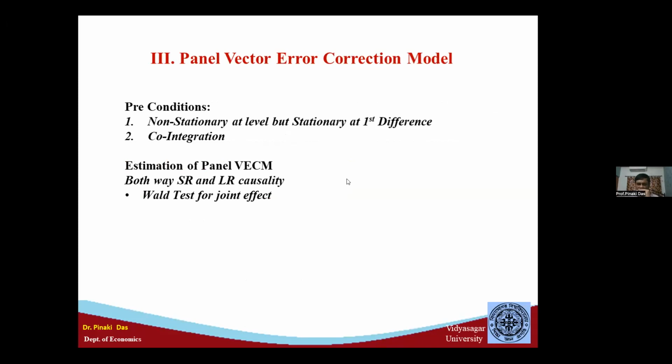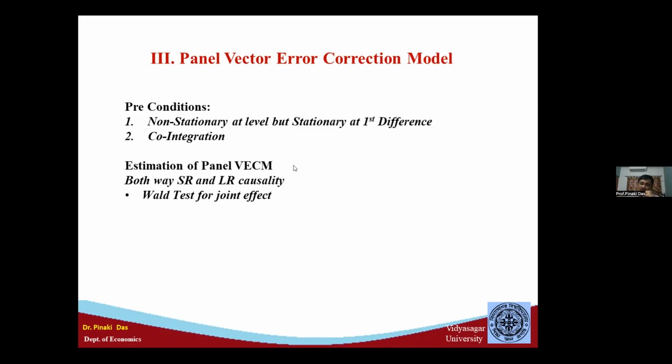First one is the vector error correction model. To understand whether the model is a vector error correction model or not, the precondition is that the variables, one dependent and one or more independent, are non-stationary at level but stationary at the first difference. Side by side, these variables are co-integrated with each other. If they are stationary at the first difference and co-integrated, then the estimated panel data regression model is treated as the vector error correction model.